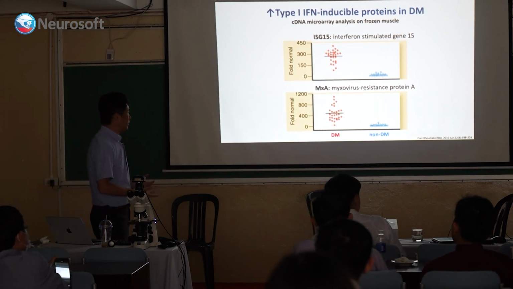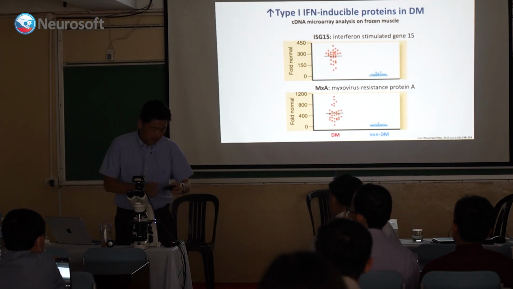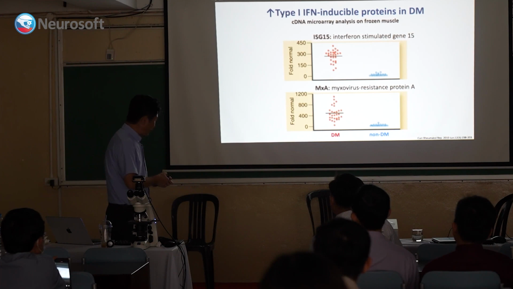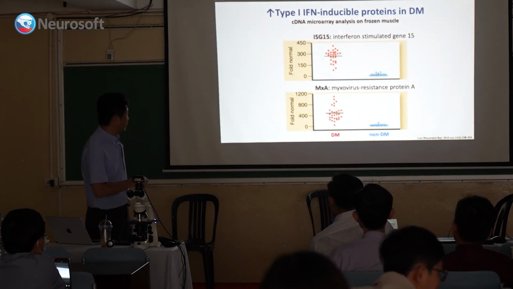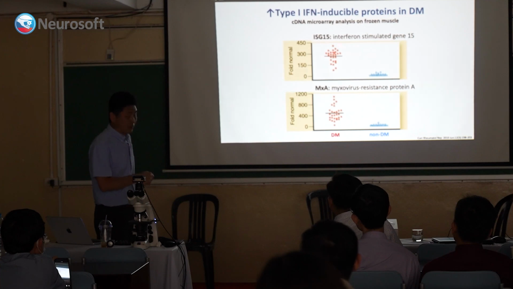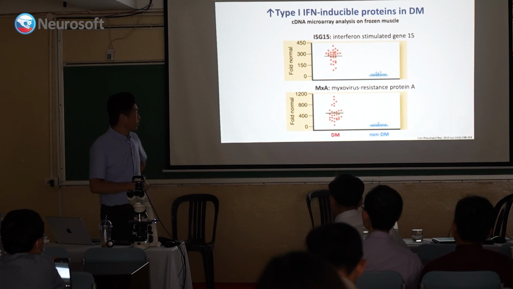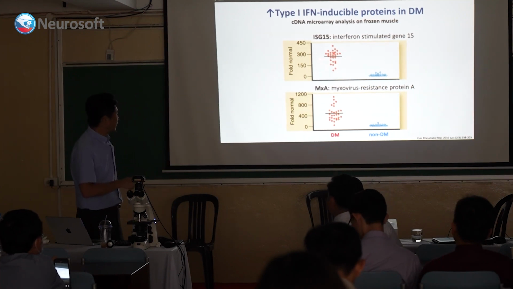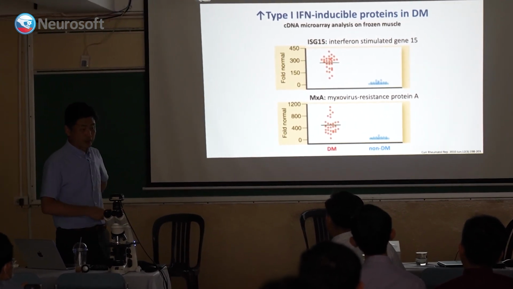And what he found was all the genes known to be upregulated when you have type 1 interferon are all upregulated, including ISG15 or MxA. So this is from muscle from dermatomyositis patients. The blue ones indicate muscle from other myositis. So clearly in dermatomyositis, ISG15 is upregulated, MxA is also upregulated.